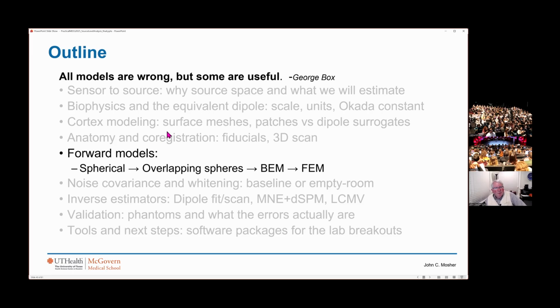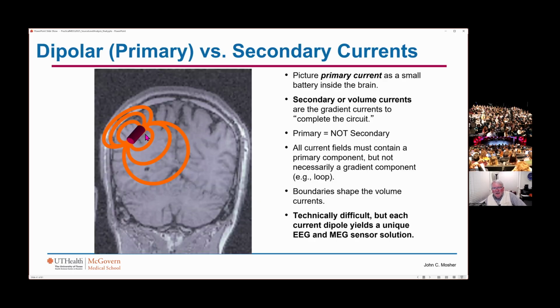So what's with forward modeling? What are the kind of forward models we find in these packages? The basic problem is we have our cortical column, in this case like a little battery, somewhere in a conducting volume, and it's cranking out volume currents. These volume currents set up potentials on the surfaces and set up magnetic fields outside the head. We really don't care about the volume currents, but they are absolutely essential in creating the total data. They're just gradient currents. They complete the circuit.